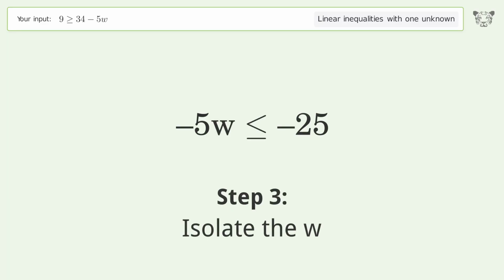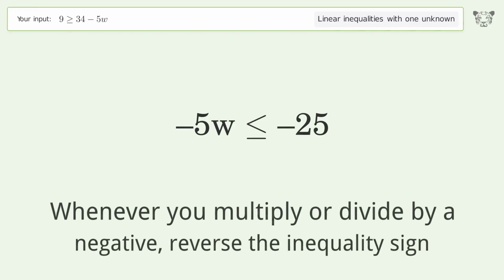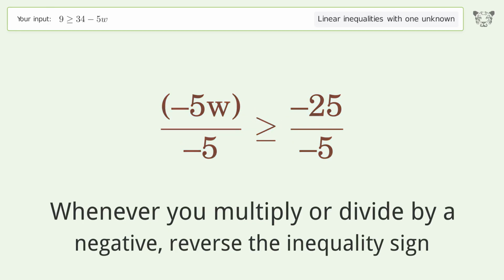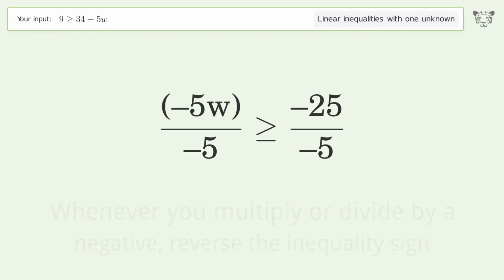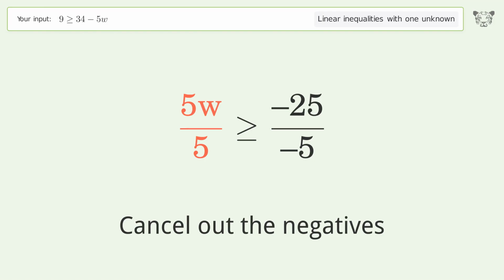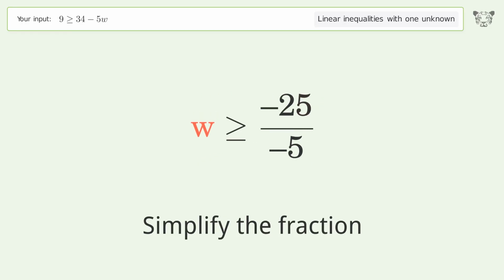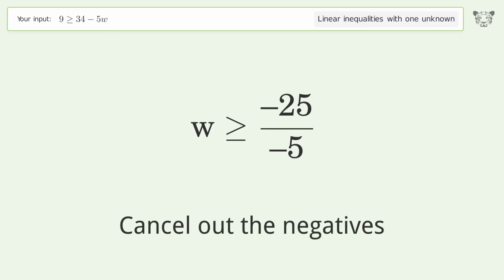Isolate the W. Divide both sides by -5. Whenever you multiply or divide by a negative, reverse the inequality sign. Cancel out the negatives. Simplify the fraction. Cancel out the negatives.